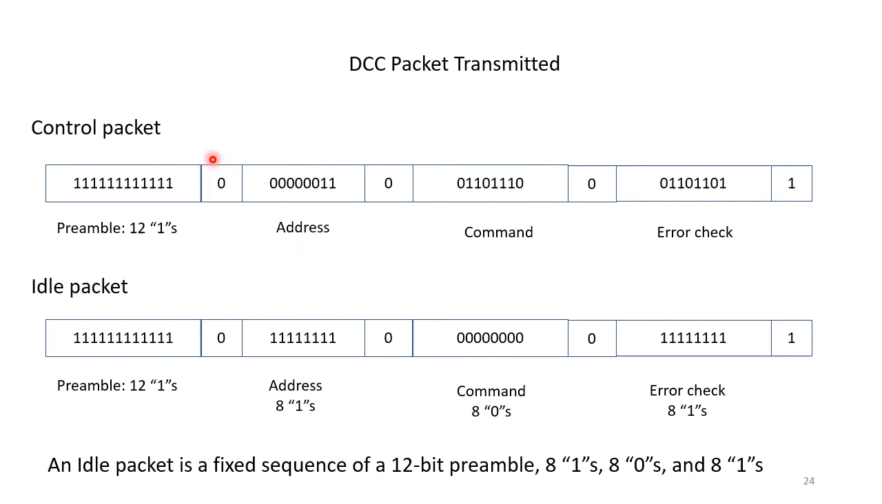In my control packets, I've explained the structure here. The structure of an idle packet again is 12 ones, a 0. The address for an idle packet is always 8 ones and a 0. The command in an idle packet is always 8 zeros, then a 0. And the error check is always 8 ones followed by a 1. When the DCC decoder picks this idle packet up, it knows it's an idle packet and just ignores it.